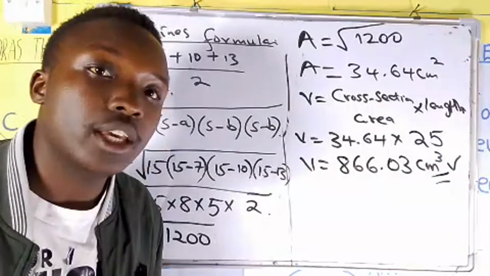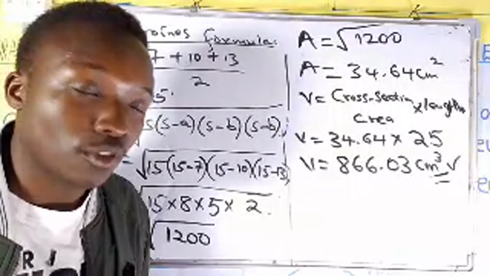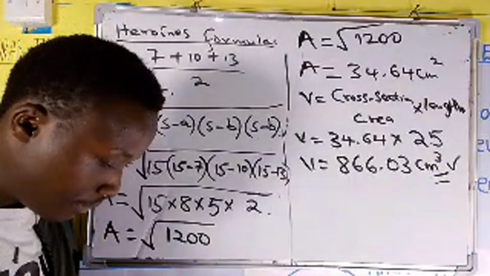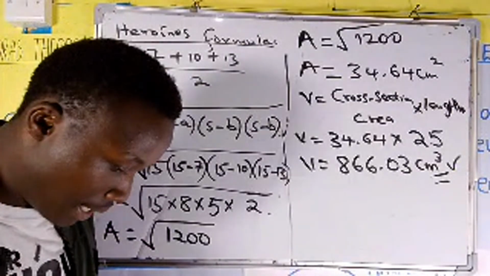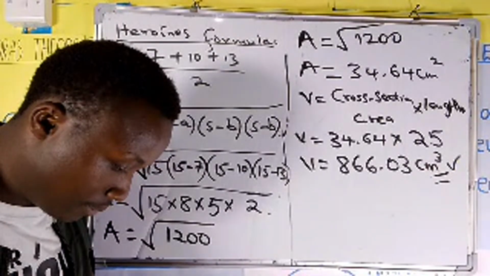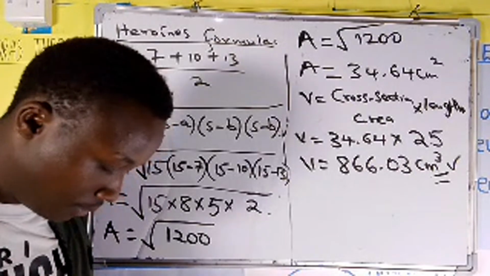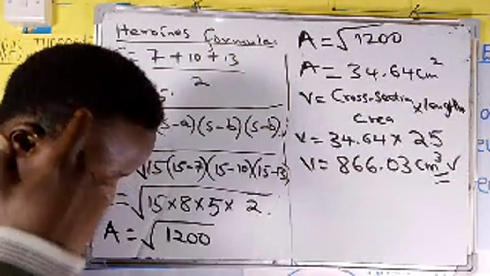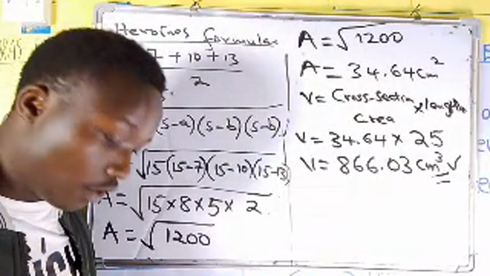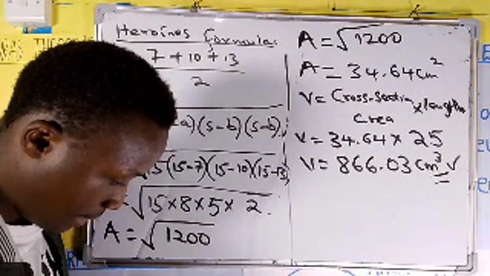It will not be squared, it is going to be cubic. The reason it is going to be cubic is because we are determining the volume, and the SI unit of volume is cubic. So that is it. That is how we find the volume of a prism.